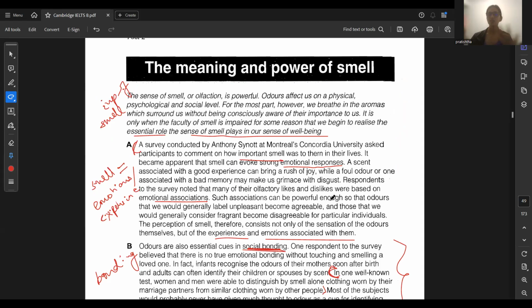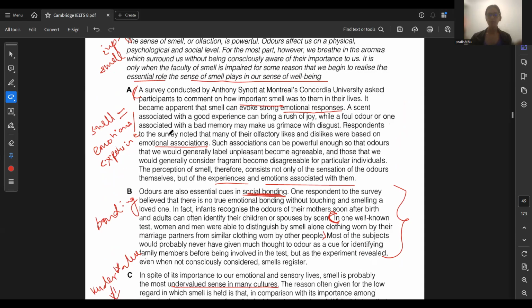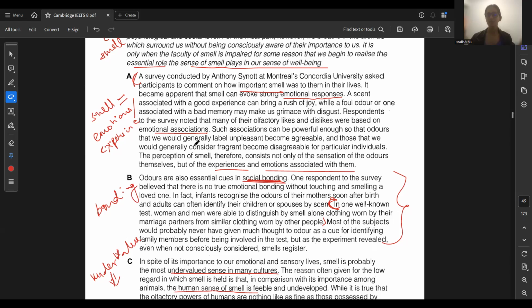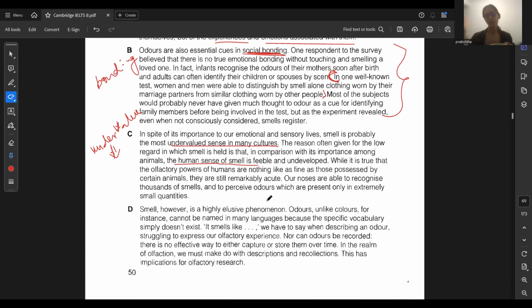So I would suggest that we focus on these three passages, and this is what skimming is, right? The first paragraph is an introduction paragraph. Through the introductory paragraph, we can tell that this passage is going to be about the importance of smell. In the first paragraph, we learned that smell relates to emotions and certain experiences. Then we talked about bonding, how human beings form bonding, how infants form bonding. We also looked at a small study. Then we also talked about the undervalued sense in many cultures, right?